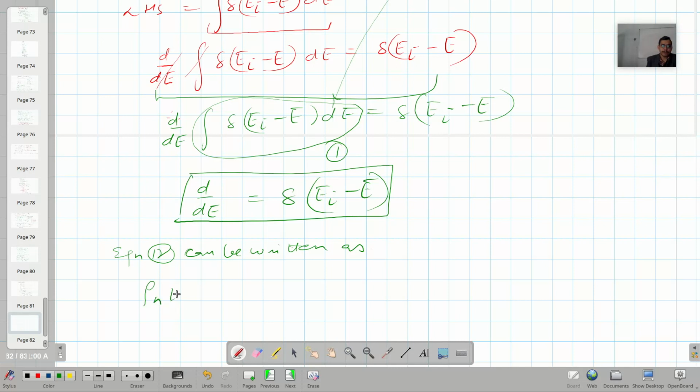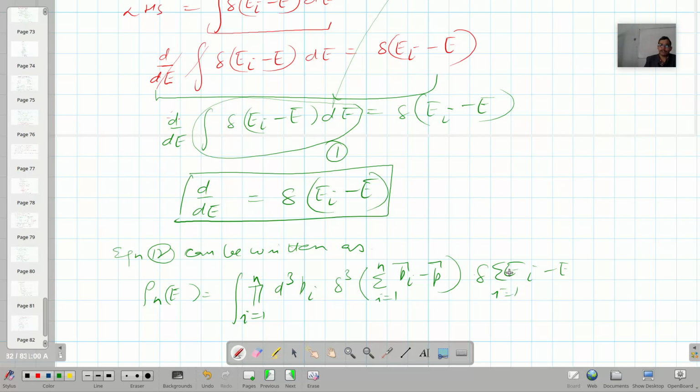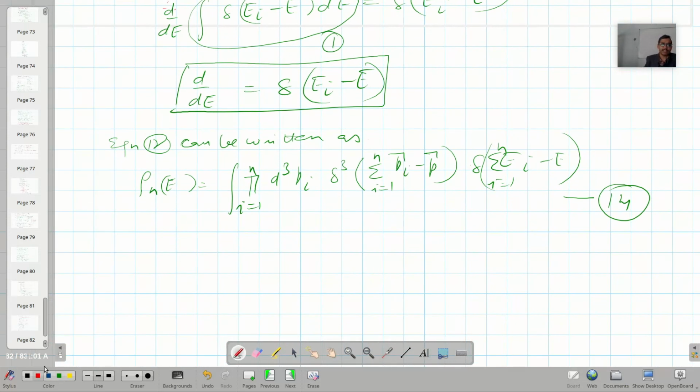rho N(E) is equal to integral product i varies from 1 to n dq_pi delta(summation i varies from 1 to n of p_i minus p) into delta(summation E_i minus E), where summation i varies from 1 to n. So this is equation number 14. Therefore, this is the required formula for non-invariant phase space.